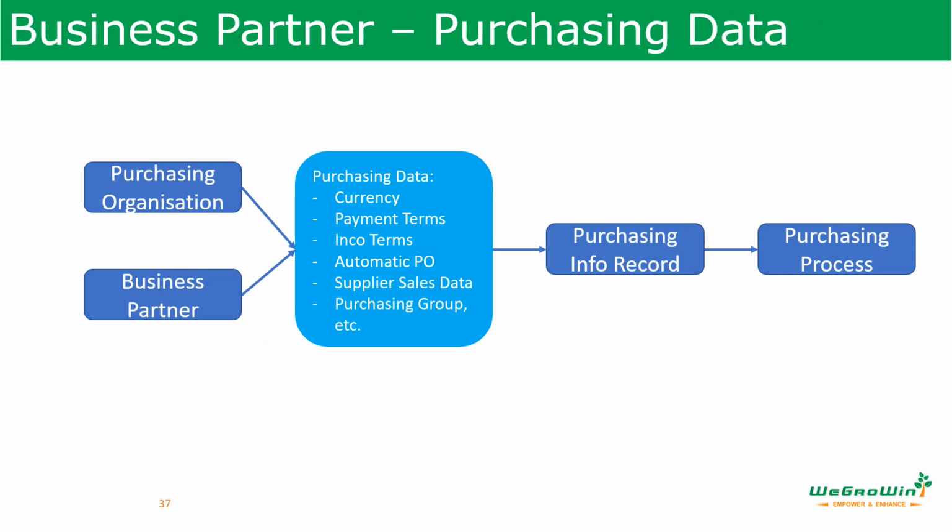Next step is to extend the business partner for purchasing. In the business partner BP master, purchasing data are managed at the purchase organization level. It contains details like currency, payment terms, Incoterms, automatic purchase order, supplier sales data, purchasing group, etc. Further, it is used to create the info record and then further following purchasing processes.